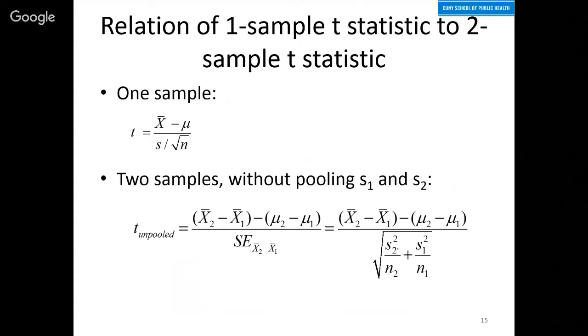Instead of before, it was just the standard deviation divided by the square root of n. In this case, it's this weighted thing that brings in both the sample sizes and the standard deviations of the two groups. So it's not too much harder. It's a little bit harder.